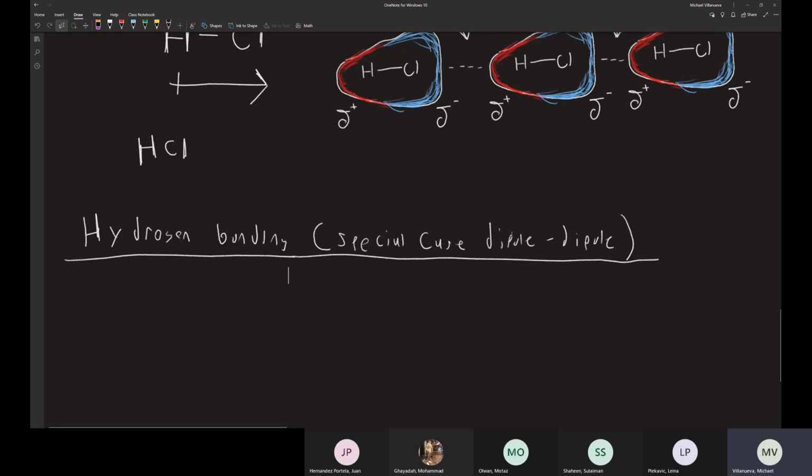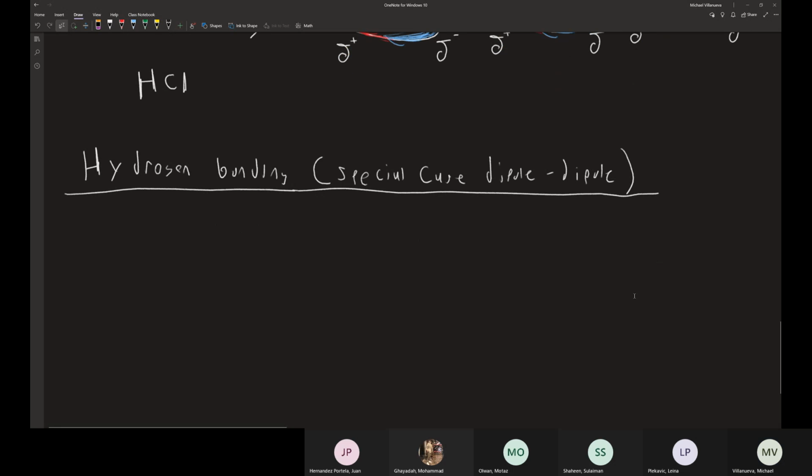All right, so hydrogen bonding. So hydrogen bonding, I actually need to pull my notes up really quick. Just to confirm with you guys, a new notebook didn't pop up for you. You're still seeing the same notebook that says hydrogen bonding, special case, dipole-dipole? Awesome.